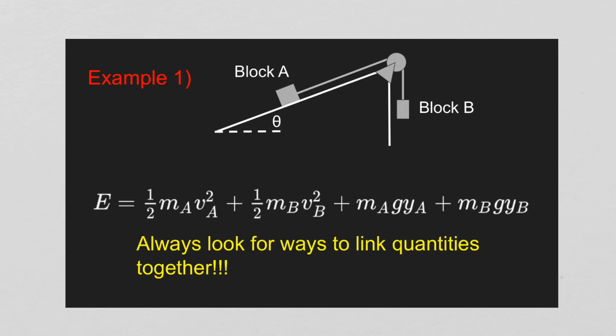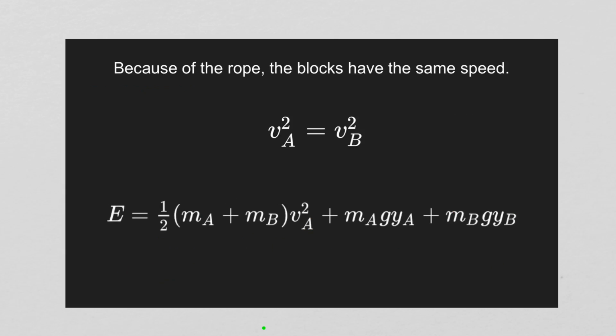What else do I know about this? I know that if block A moves, block B is going to move. The trick is to always link these quantities together. Fewer variables, and you can start combining terms. They're attached by a rope. Their velocities are the same. Oh, we combine those velocities. Great. One less thing we have to worry about. Is there anything else we can combine?